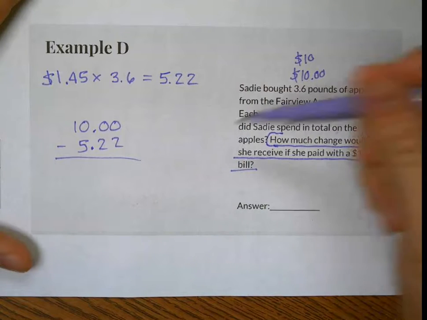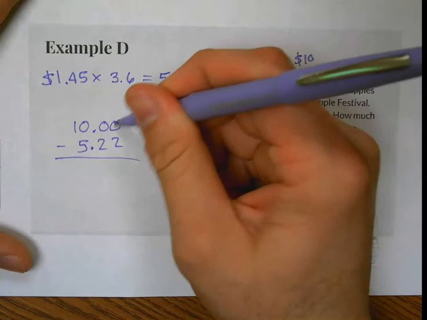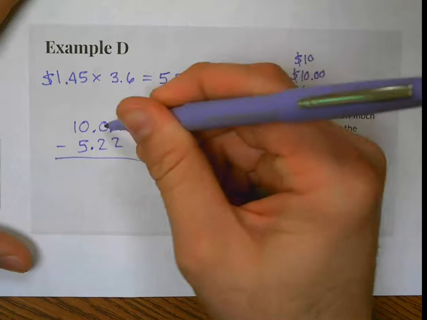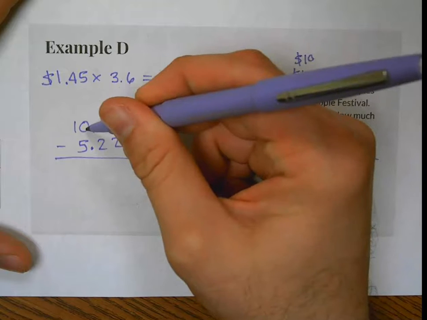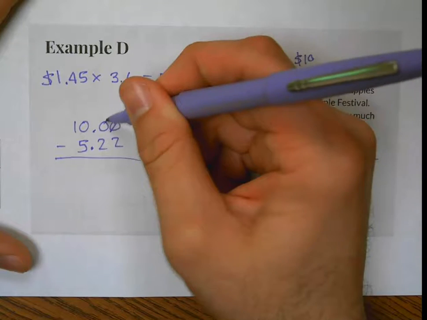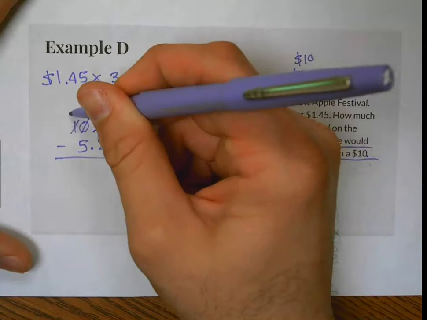But I need to borrow. 0 minus 2, I can't do that. So this one's going to be 10. I need to borrow from this 0, but he doesn't have anything. He needs to borrow from this one. He doesn't have anything. So this is going to be a 9. This is going to be a 9. And this 1 goes to 0.